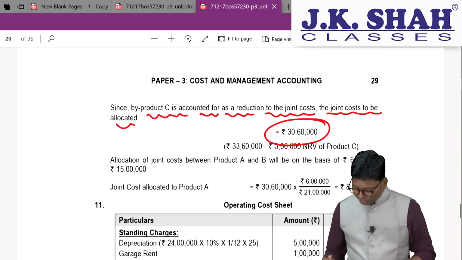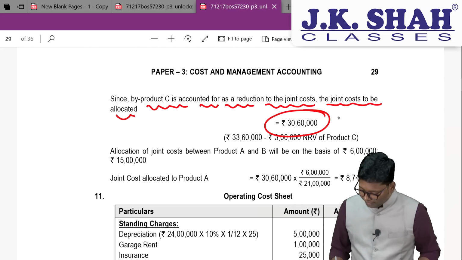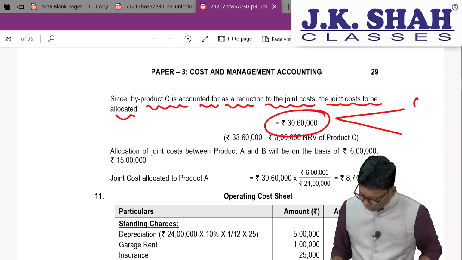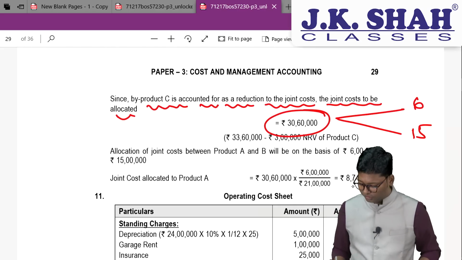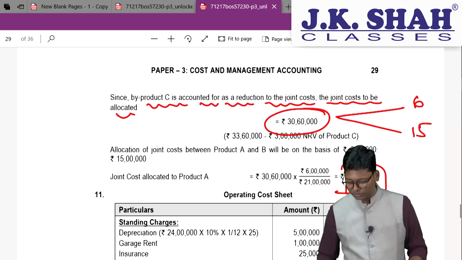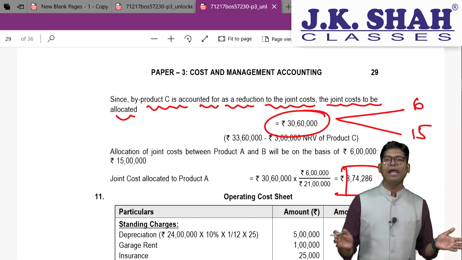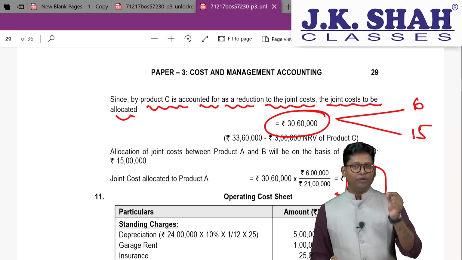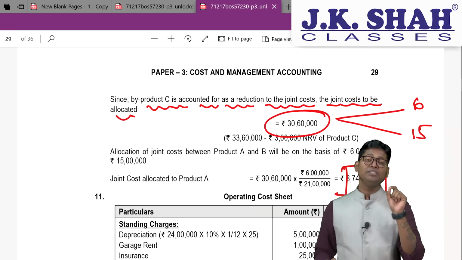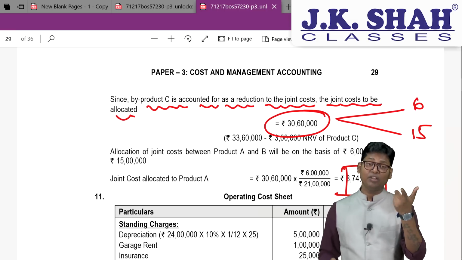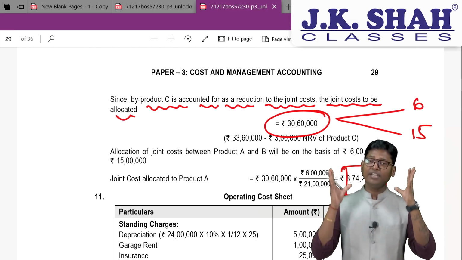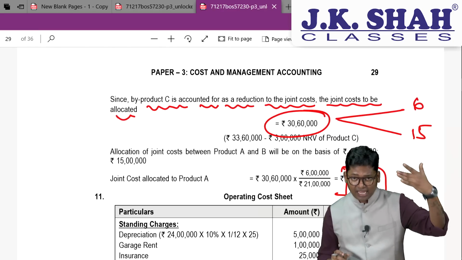And if you divide this into two parts in the proportion of 6 lakhs and 15 lakhs, you are going to get the proportionate joint cost of both the products, and this is the bifurcation. Now if this byproduct information had not been given in the question, in that case divide 33,60,000 in NRV proportion.